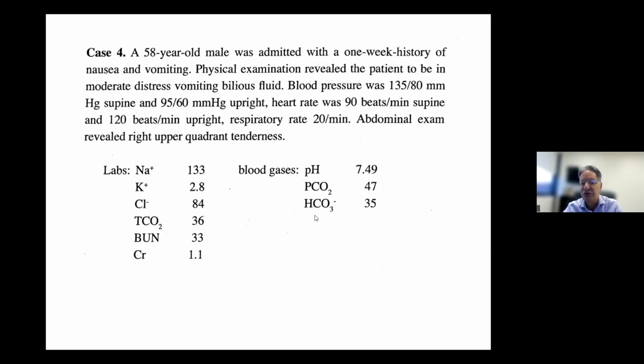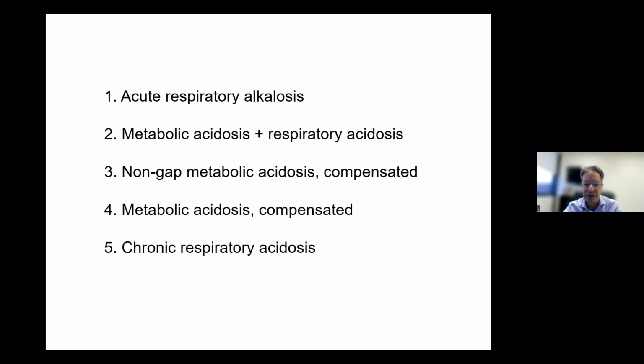So these numbers fit perfectly with a compensated metabolic alkalosis. And clinically, it makes sense because the patient was vomiting. You've got a clinical cause. And that wouldn't per se mean you're right, but at least it's compatible with your acid-base diagnosis. Okay, so the answer to this question is a compensated metabolic alkalosis.